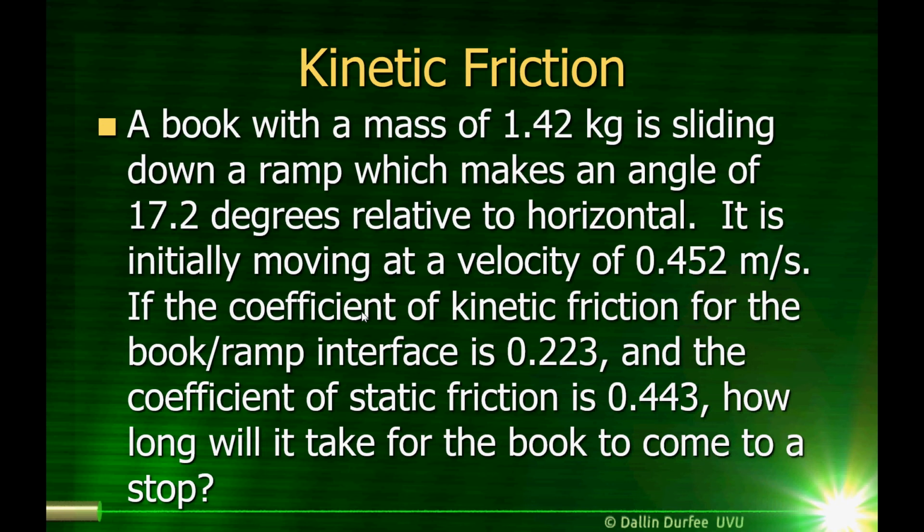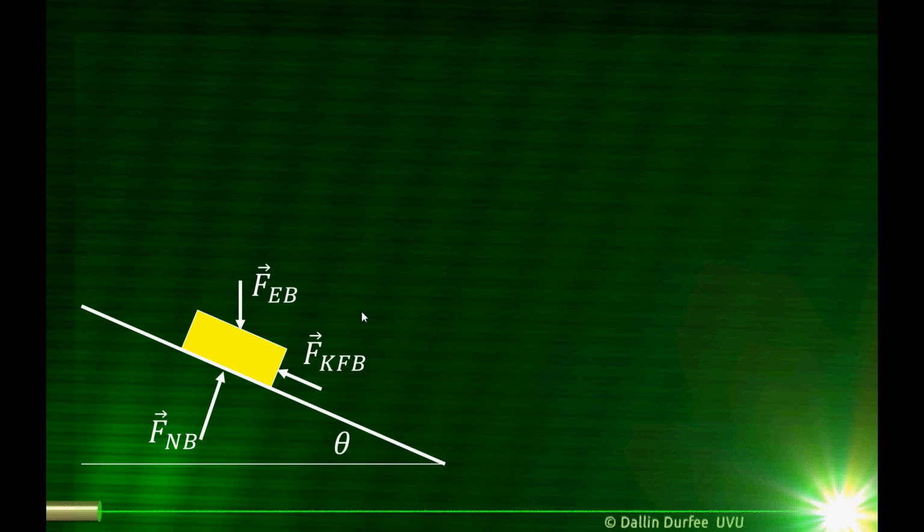Well, the book is moving, therefore this is kinetic friction, not static friction. We don't need the coefficient of static friction. That's just a distractor to see if we really knew how to set up this problem. We're not just plugging things into equations. All right, so let's draw our free body diagram. We've got this object sliding down a ramp, all right?